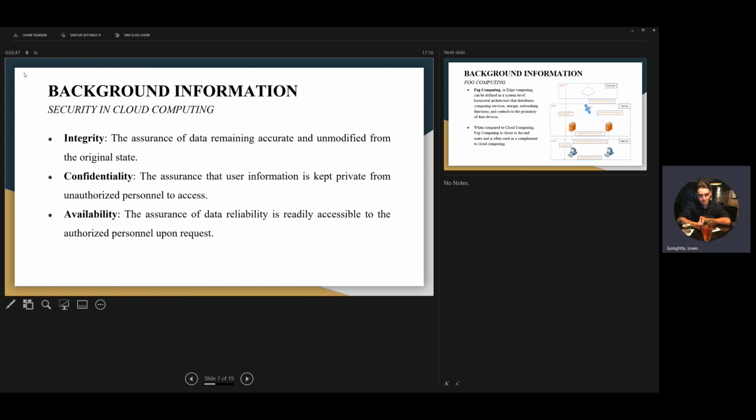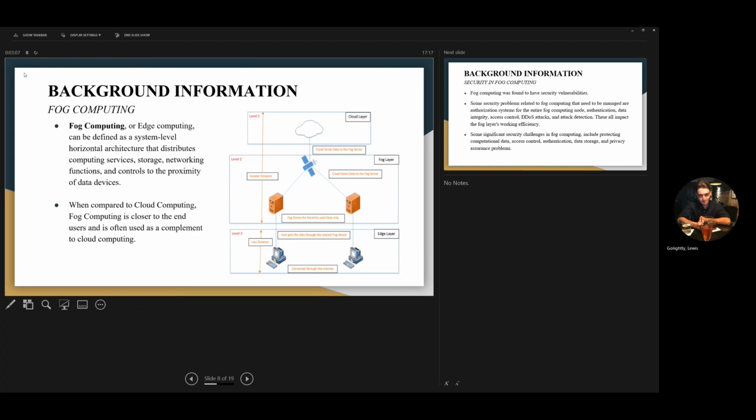So security in cloud computing. So integrity is the assurance of data remaining accurate and unmodified from the original state. Confidentiality, which is the assurance that users' information is kept private from unauthorized personnel to access. And availability, which is the assurance of data reliability, readily accessible to the authorized personnel upon request.